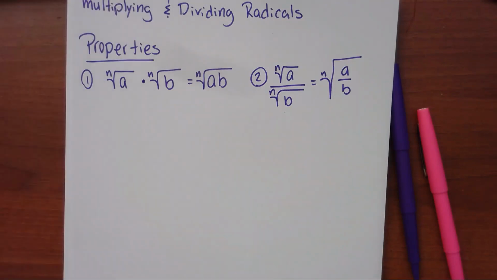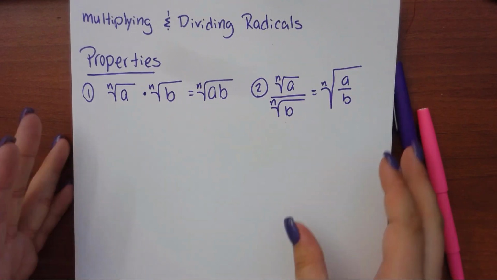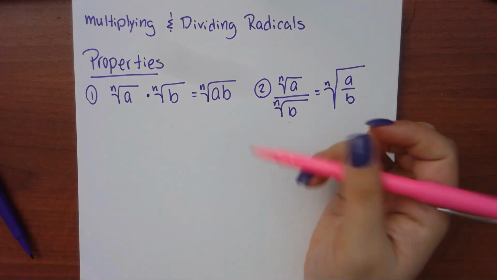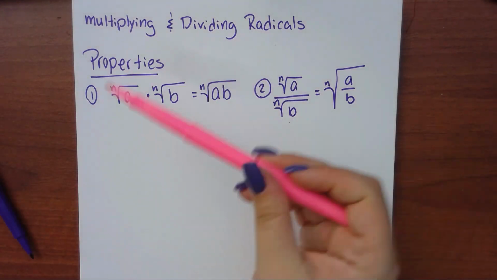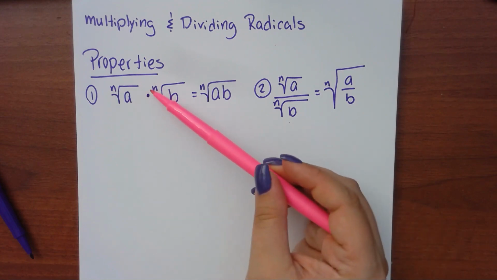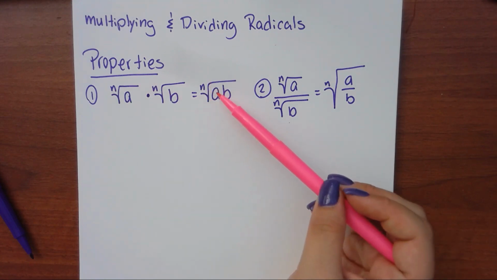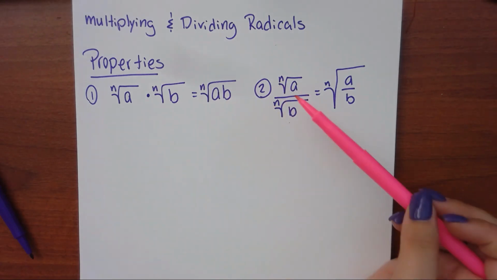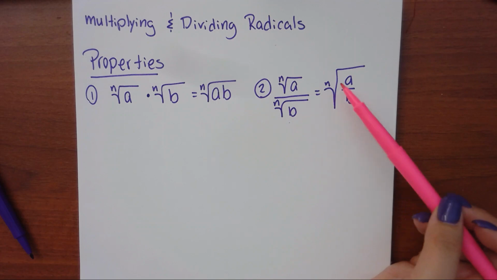So we're going to talk today about multiplying and dividing radicals. I have some properties for you to copy down and listen to. The first one is if I have the nth root of a times the nth root of b. Notice that the indexes are the same here. Then we have the same index, and a and b can be multiplied underneath. This is the same thing for dividing as well. A and b can be divided underneath.